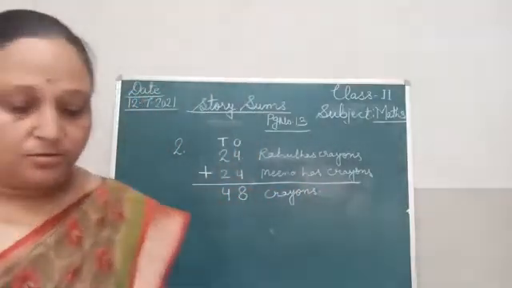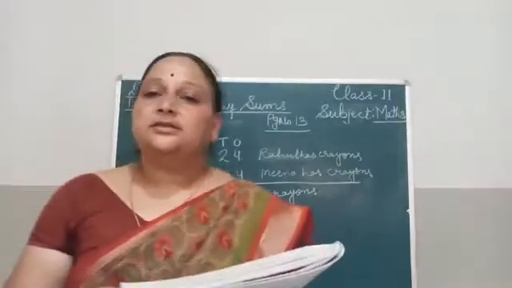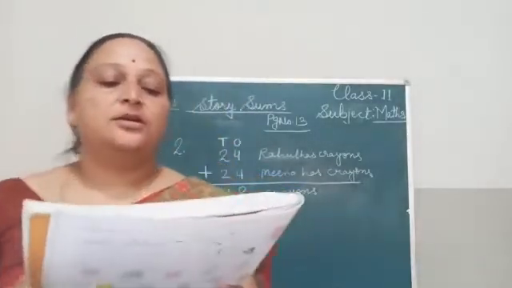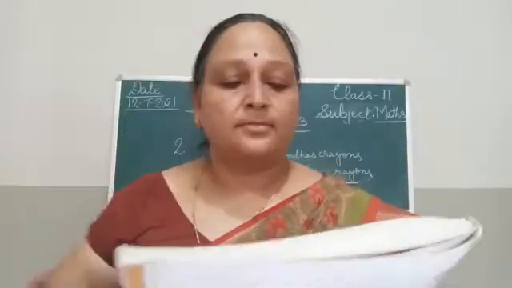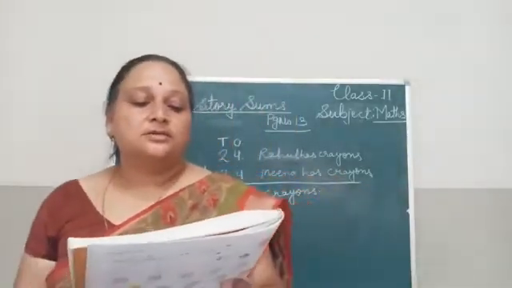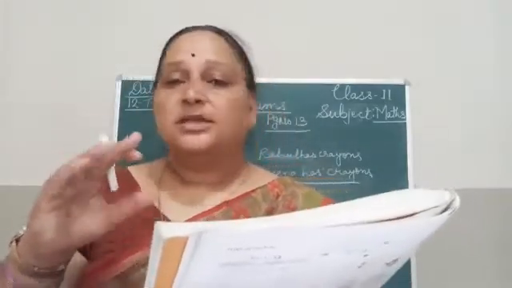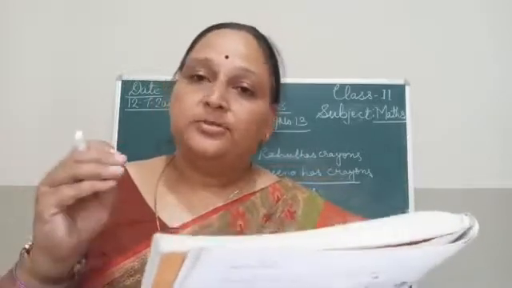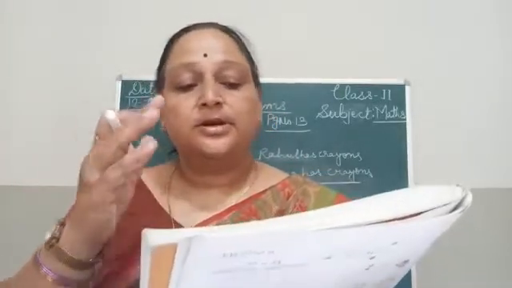Okay. Now story number 3. 20 birds live in a garden. In winter, 33 birds come in. How many birds does the garden have in winter? 20 birds live in a garden. In a garden, 20 birds already live. In winter season, 33 birds come in.